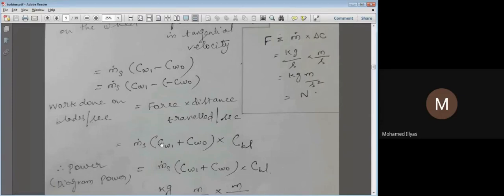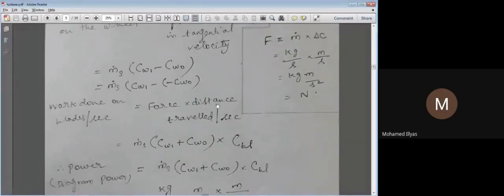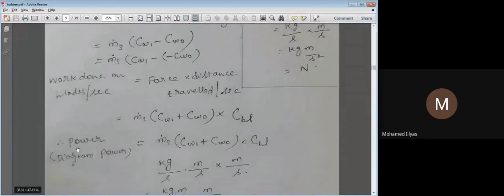So force we have, and distance travelled per second. Then only I will be getting force into distance, which is work done, per unit time. Distance travelled per unit time is nothing but your velocity, correct? So the force I already have, m dot s into Cw1 plus Cw0, and distance travelled is nothing but the linear distance travelled by the blade. So what is the linear distance travelled by the blade? That is your Cbl, always nothing but the linear velocity of the blade. So I will just substitute it here, and I'll get my power as m dot s into Cw1 plus Cw0 into Cbl.